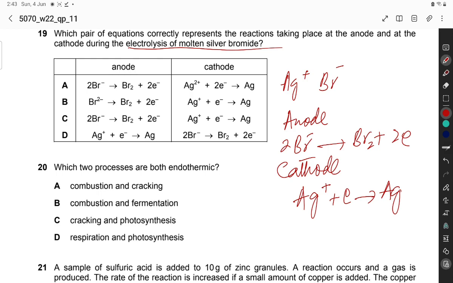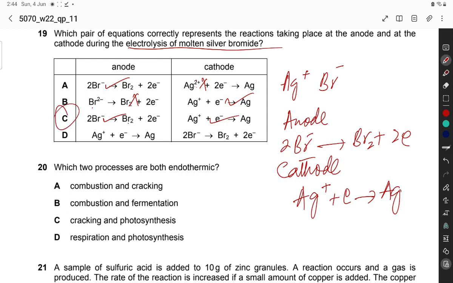So at anode, 2 Br negative, Br2 plus 2 electrons. This is wrong. Br2 plus 2 electrons. Sorry, this is correct, but this is incorrect. Ag2 positive, not Ag plus sign. This is also incorrect. This is correct. This is also correct.